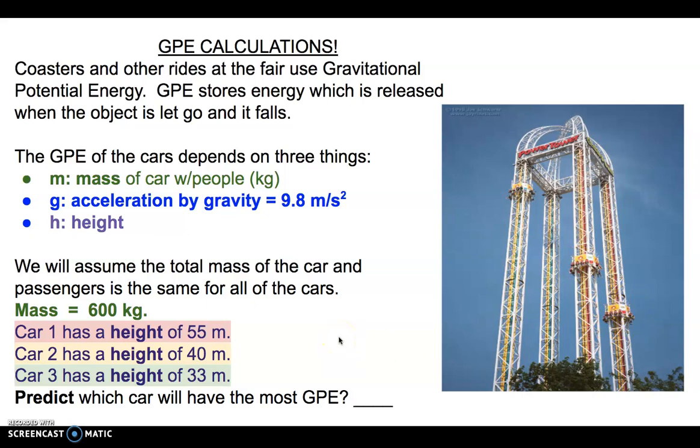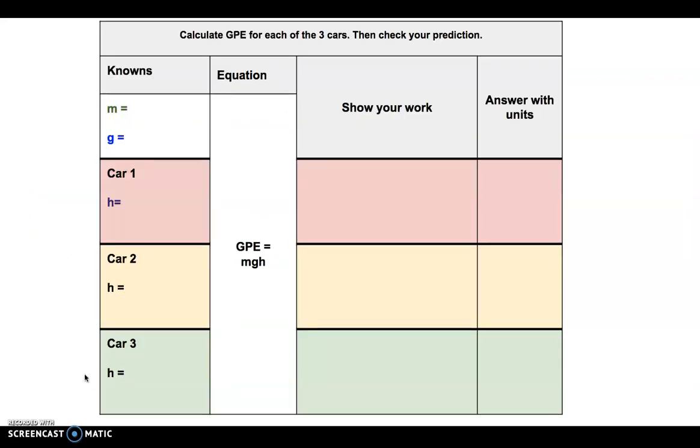I'd like you to take a moment and write down a prediction for which car you think will have the most gravitational potential energy. Car 1, car 2, or car 3, and think about why. Pause the video if you need to. Awesome. So let's go ahead and calculate how much gravitational potential energy each car has.